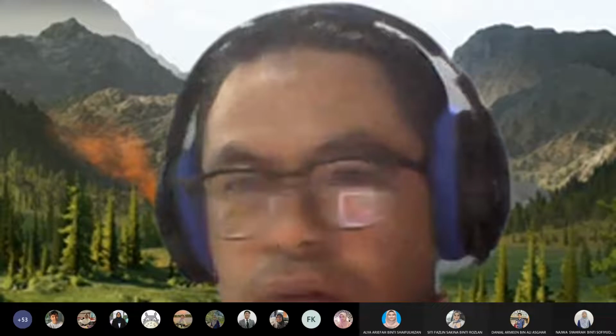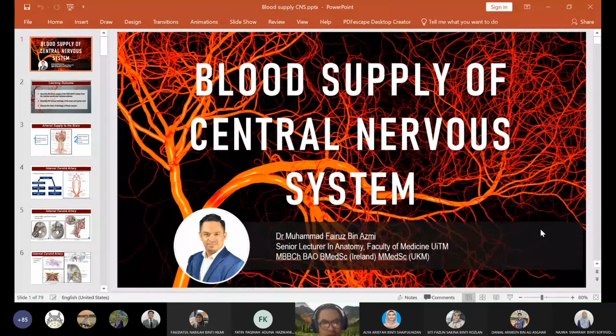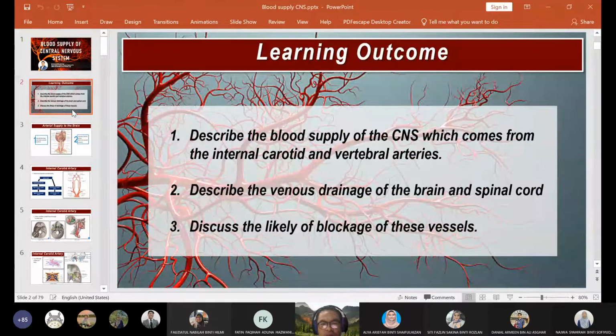Today's lecture is on the blood supply of the nervous system. Assalamualaikum wabarakatuh and very good morning. So this should be straightforward enough since you have learned CVS. So let's go through one by one. This is to describe the blood supply, venous drainage, and the likely blockage of these vessels.